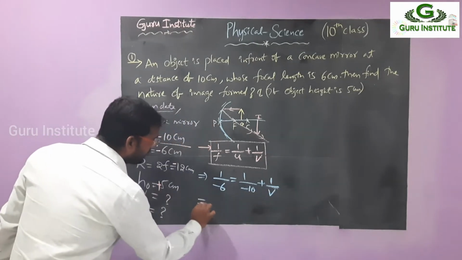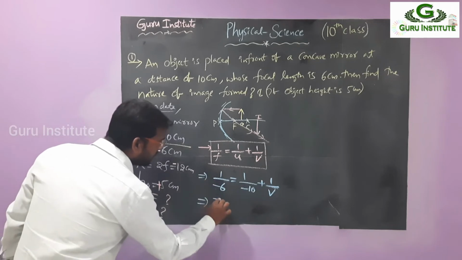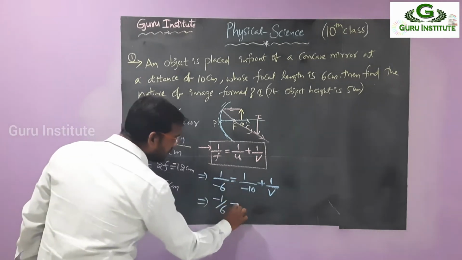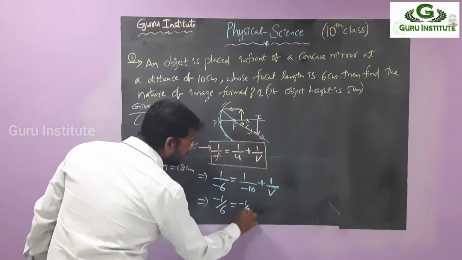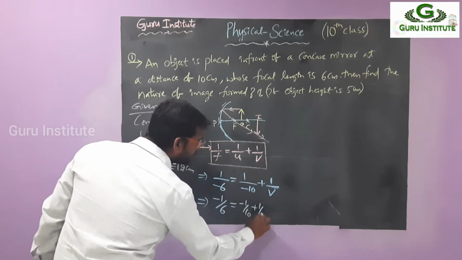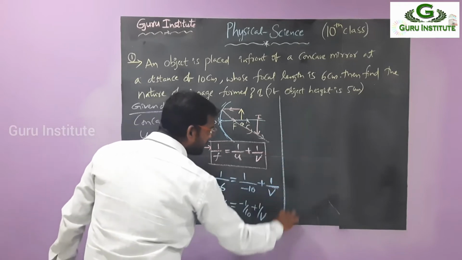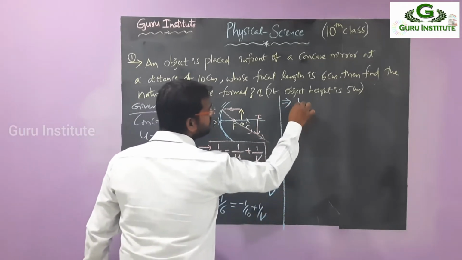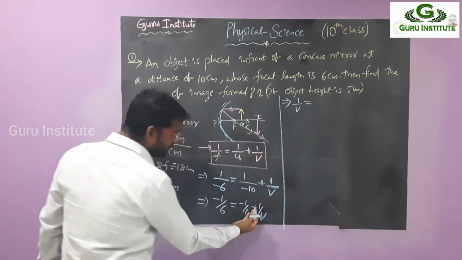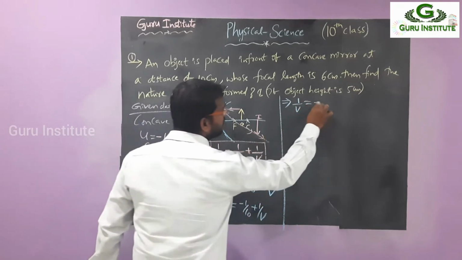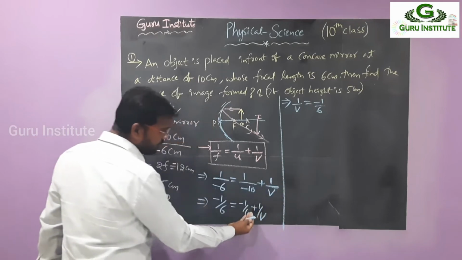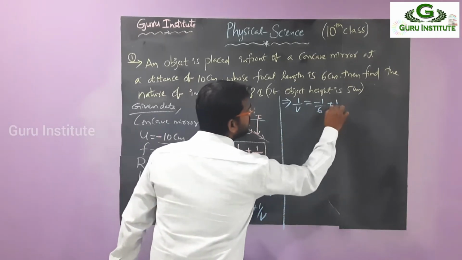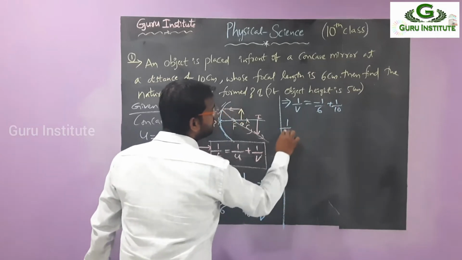So simply come to this one. Wherever the negative is in the denominator, that is coming into the numerator. So minus 1 by 10 plus 1 by v. After this, what do you get? Keep the 1 by v here only and move this 1 by 10 to here. What will we get? Minus 1 by 6. Minus 1 by 10, coming to the left side, what will happen? Plus 1 by 10.